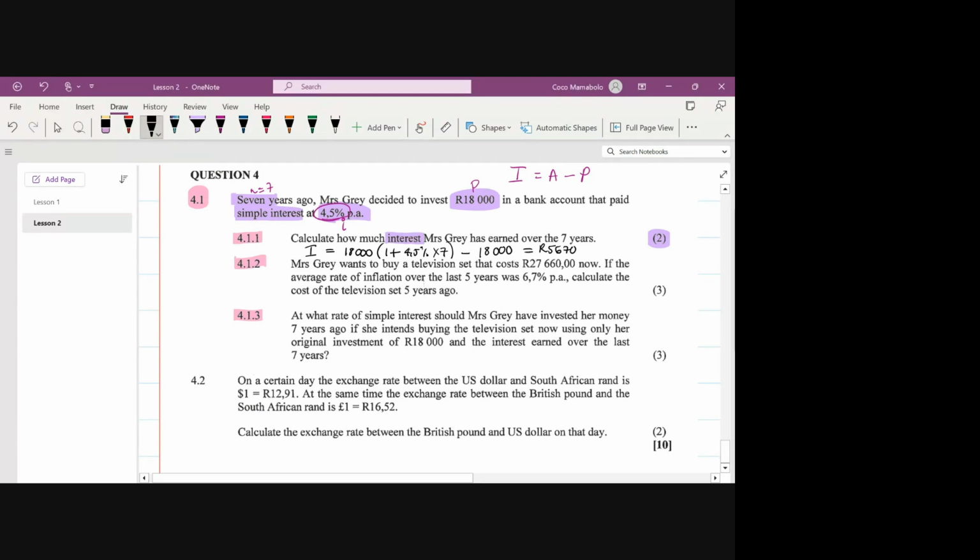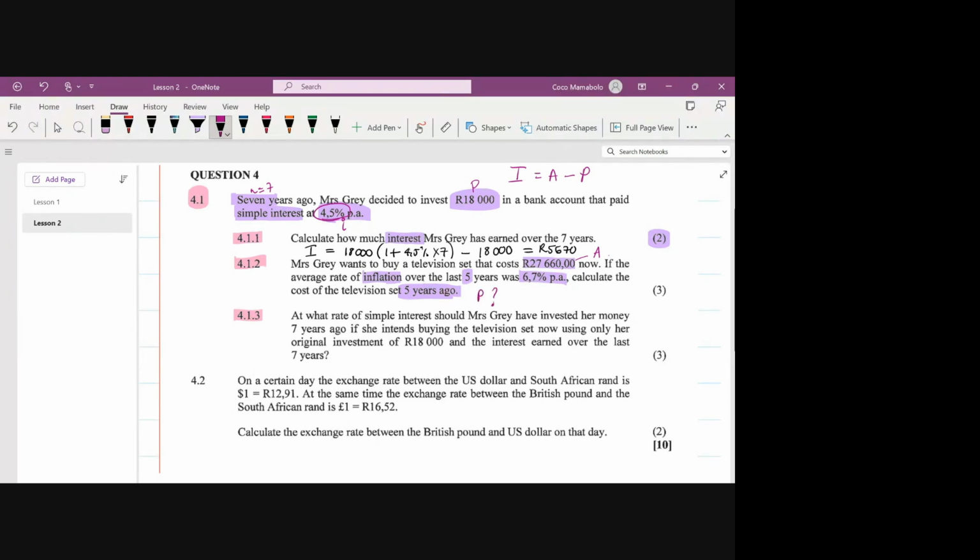The next one says, Mrs. Gray wants to buy a television set that costs 27,660 Rand now. If the average rate of inflation over the last 5 years was 6.7% per annum, calculate the cost of the television set 5 years ago. 5 years ago, so we're going backwards. So this amount that we've got over here is not our P value, that is our A value. And we want to know the cost of the TV 5 years ago, so we are looking for P.